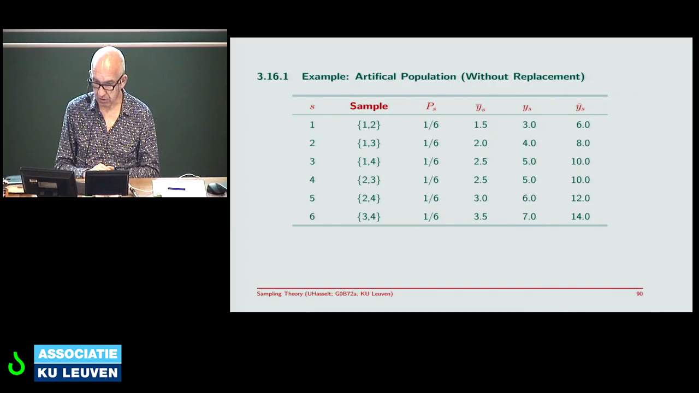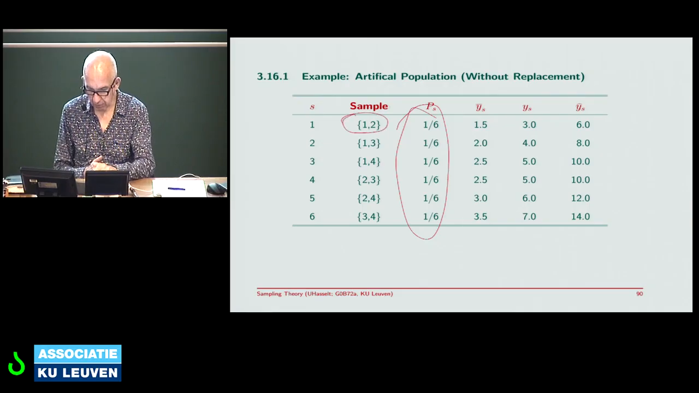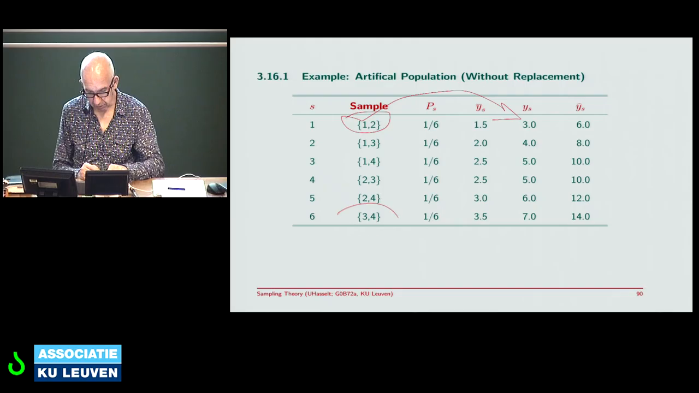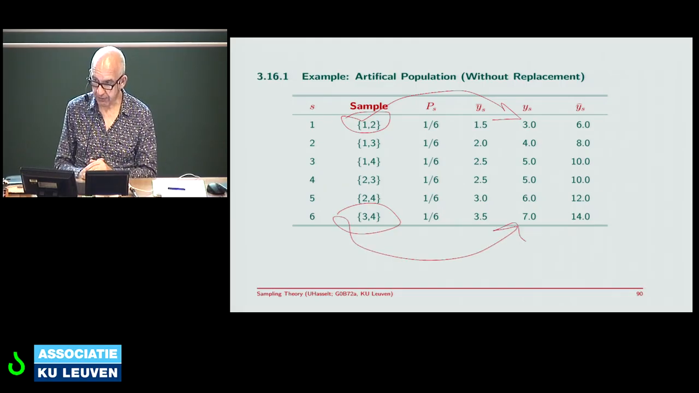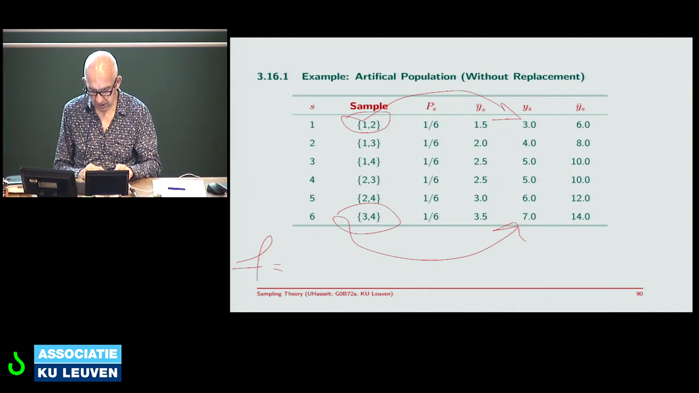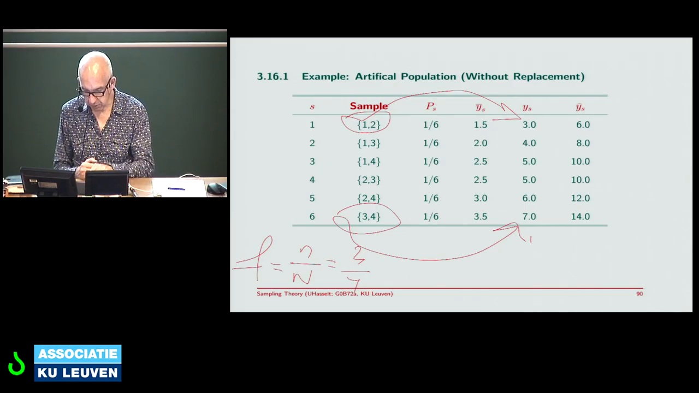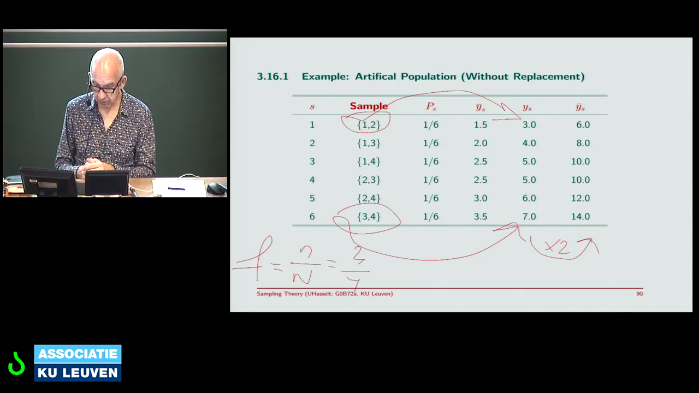Take the 6 samples of size 2 out of the artificial population, each having probability 1/6 therefore. Well, if I would estimate the sample average based on 1 and 2, I would get 1.5. Of course, 1 plus 2 divided by 2. For 3, 4, it's 3 plus 4 is 7, divided by 2 is 3.5, and everything else in between. The sums are 1 plus 2 is 3, 3 plus 4 is 7, and the same for all other units. And then I have to say, well, what is the sample fraction? f is n divided by N, samples of size 2 out of a population of size 4, so that is 0.5. The inverse is 2, so to go from the penultimate to the last column, I multiply by 2, and I would go from 3 to 6, from 7 to 14, etc.